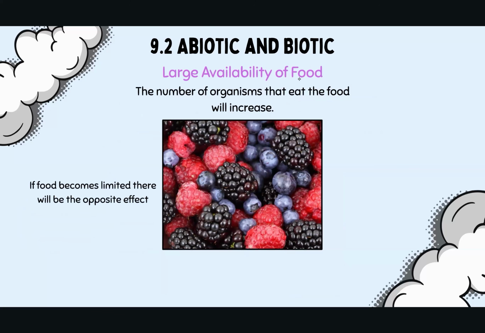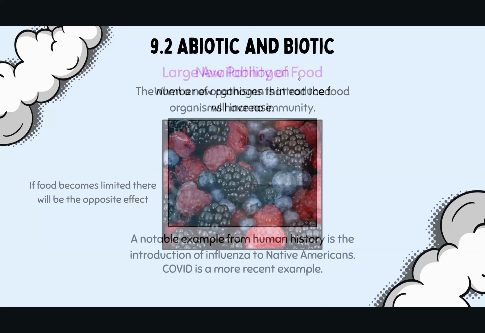So if there's a large availability of food, the number of organisms that eat the food will increase. But then if there's not enough food, the food becomes limited and the number of organisms will decrease.